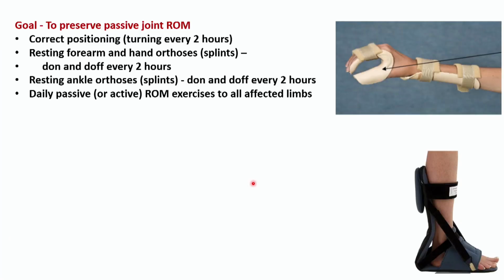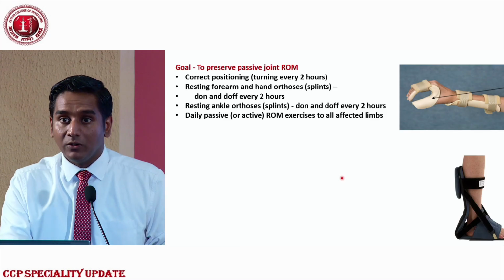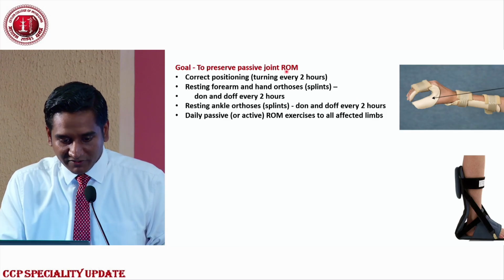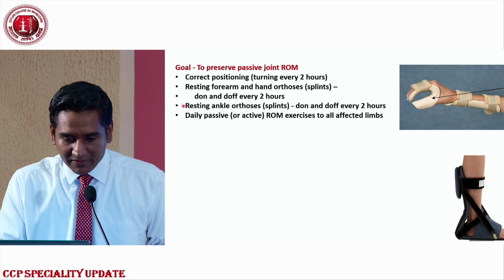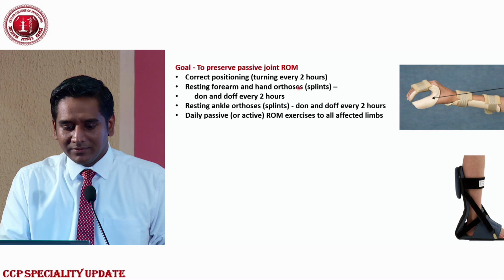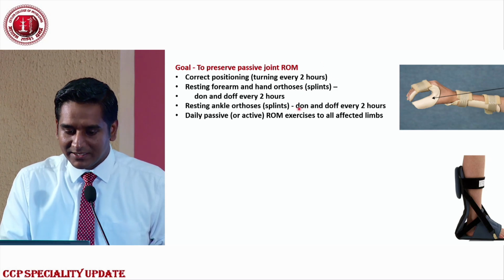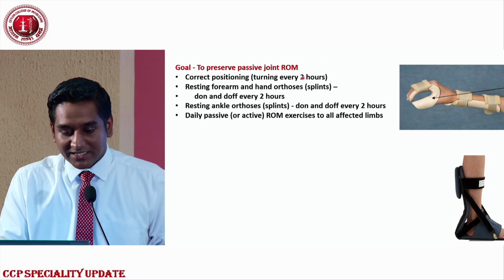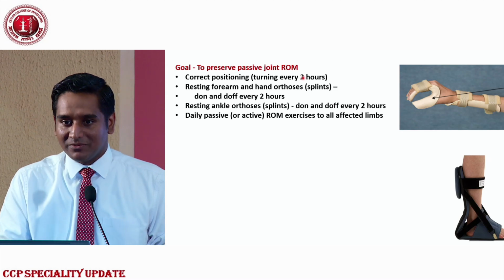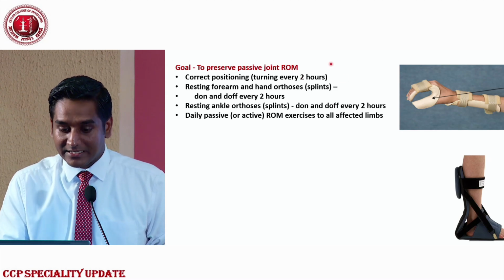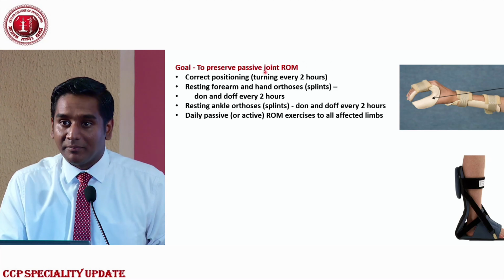So here I try to put the rehab interventions that we could do for a critically ill patient while in ICU. So I try to put the goal and then what we can do. So the first goal, to preserve passive joint range of motion. So correct positioning is very important. So the generally accepted time is to turn the patient every 2 hours. Generally the ICU team is well aware, and it needs a lot of manpower to do this.